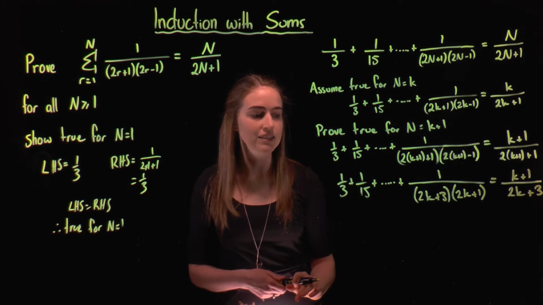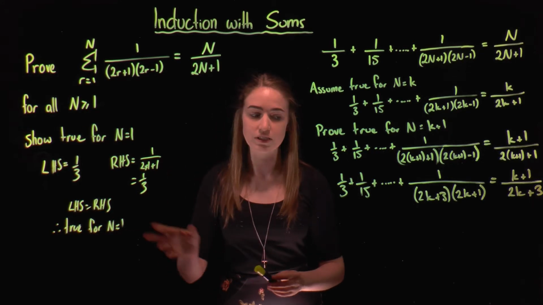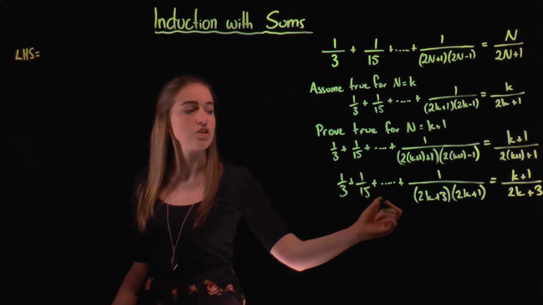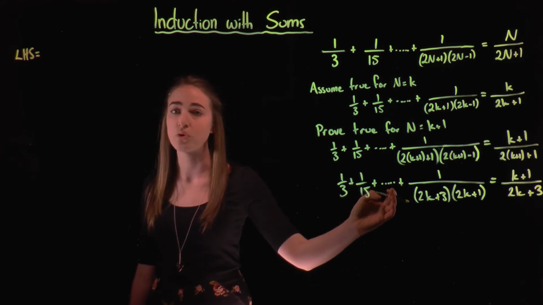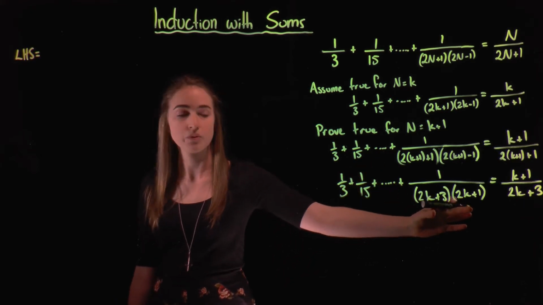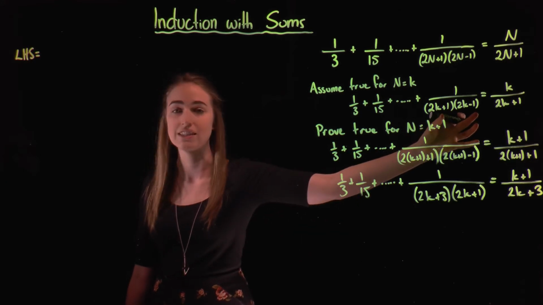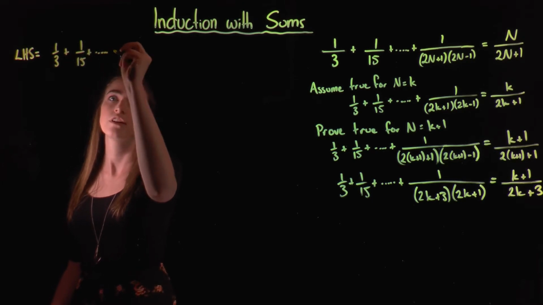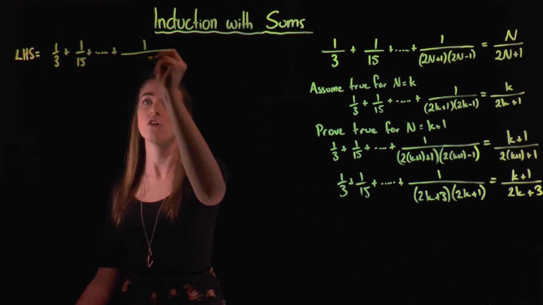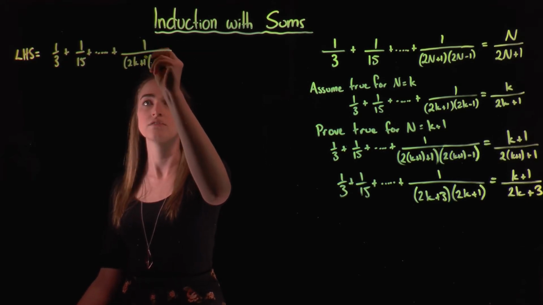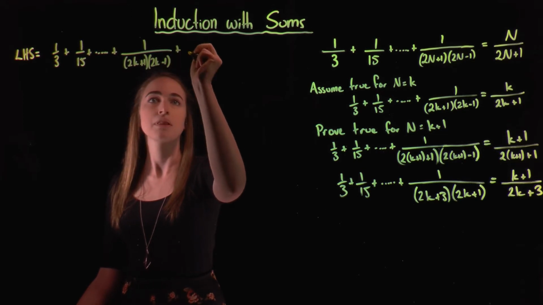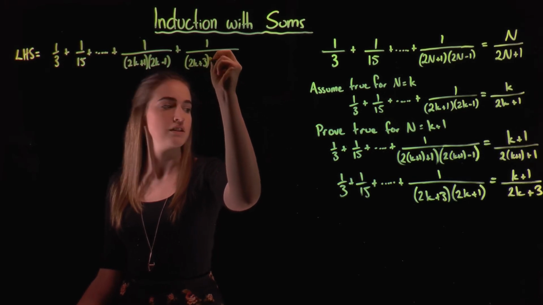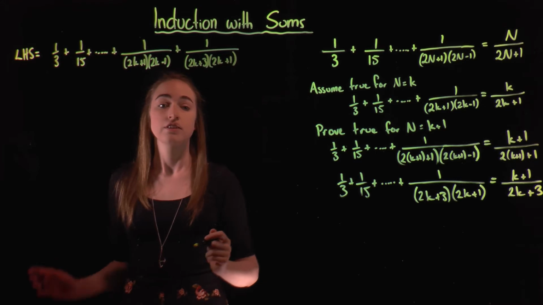So I'm going to take my left-hand side, and to make myself a little bit more room, I'm just going to get rid of all this stuff for a minute. I'm going to write it out, but I'm also going to put in the term before this. If this is my k plus 1th term, then the term before it would have been my kth term, which was this guy here. So I'm going to write it out as a third plus 1 over 15 plus dot, dot, dot, plus my kth term, which was 1 over (2k plus 1)(2k minus 1), plus 1 over this whole big thing here, so we had (2k plus 3)(2k plus 1). So that's the left-hand side.